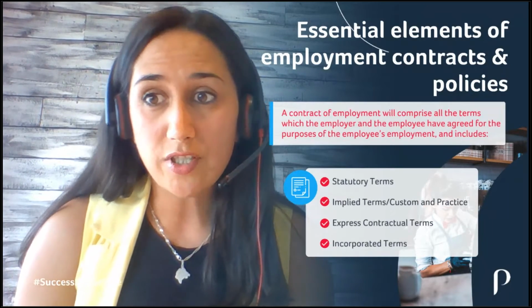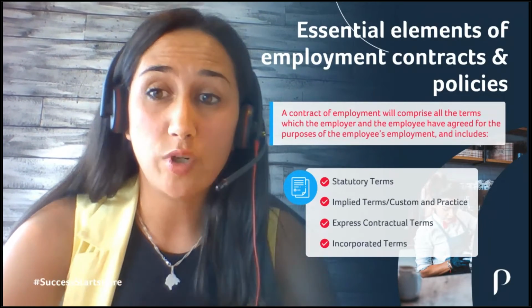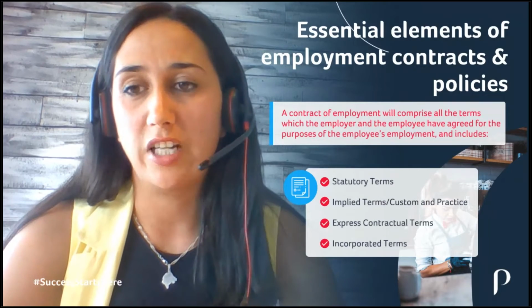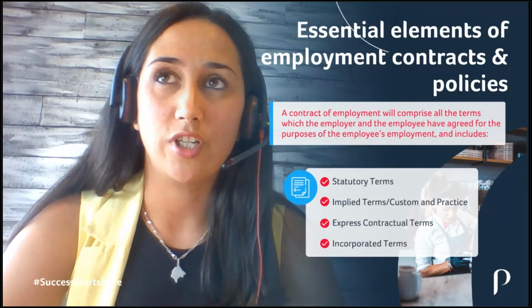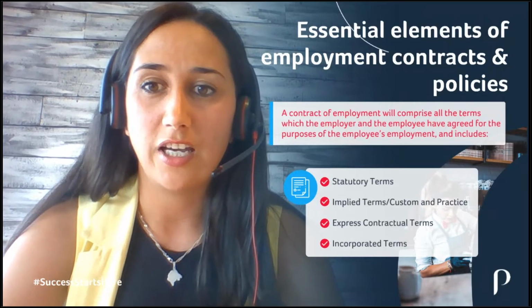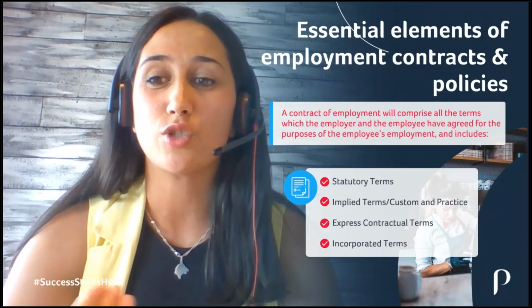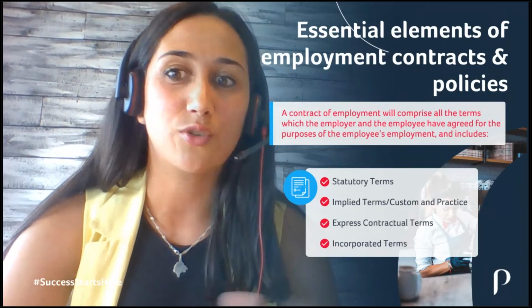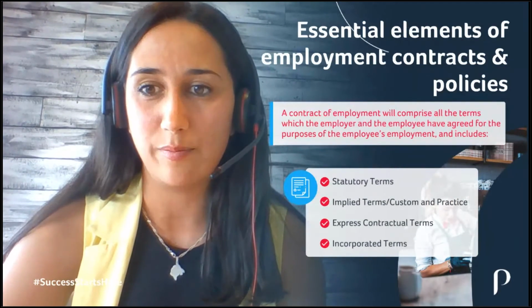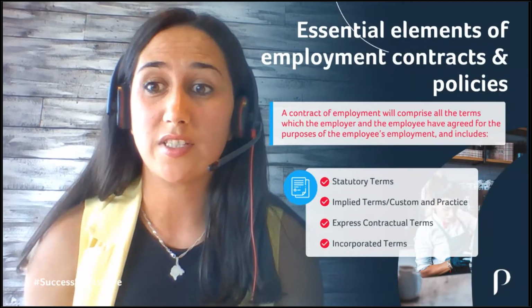The implied terms, on the other hand, are not written or spoken, but they govern the employment relationship. So, for example, if you have been giving employees 25 days a year of annual leave, you cannot simply switch back to giving them 20 days after giving them 25 for the last 3 years. So these are implied terms.